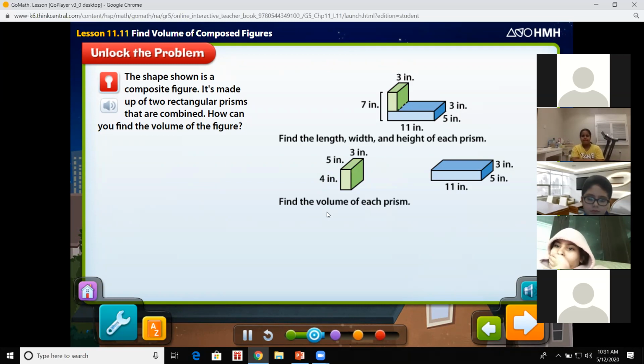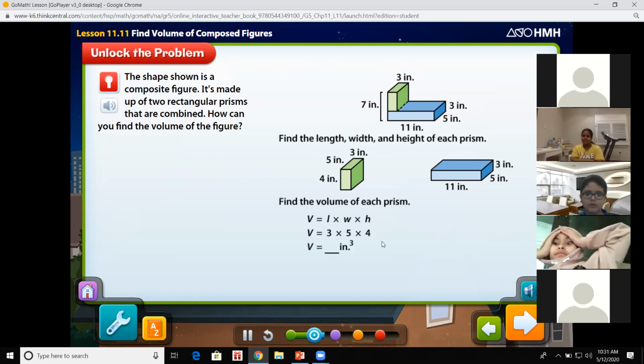The next step is to find the volume of each prism. Volume equals length times width times height. So let's work out the volume of the first prism. Okay, who can answer? 3 times 5 times 4. 3 times 5 times 4, how much?